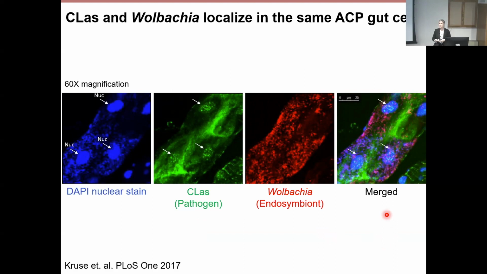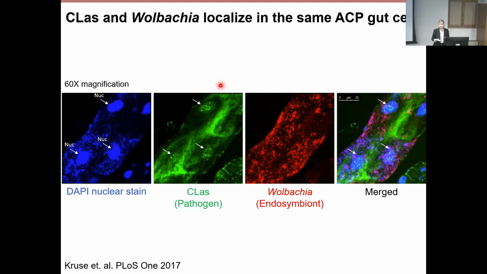So this indicates that there must be some sort of co-regulation between these two bacteria that allows them to occupy this very same cellular space, but not to overlap or compete. So this is fascinating, and to move on, I actually want to call your attention back to the image of CLas. And you'll notice that we actually see signal from CLas in the nucleus of the insect gut.